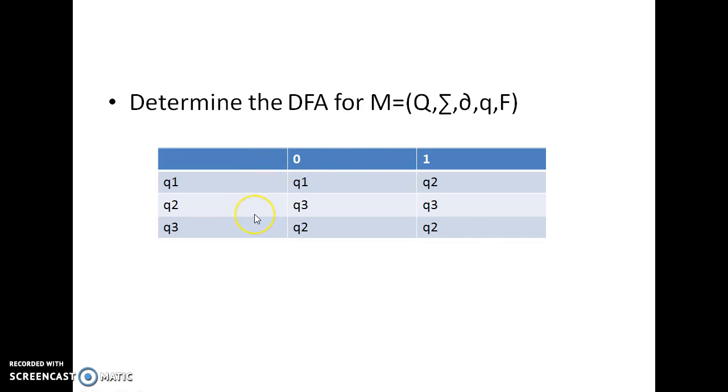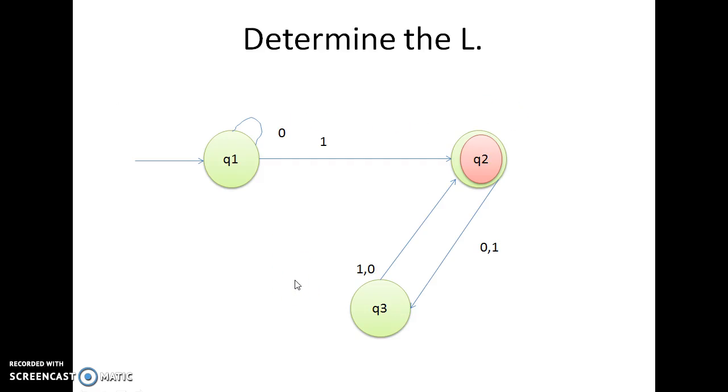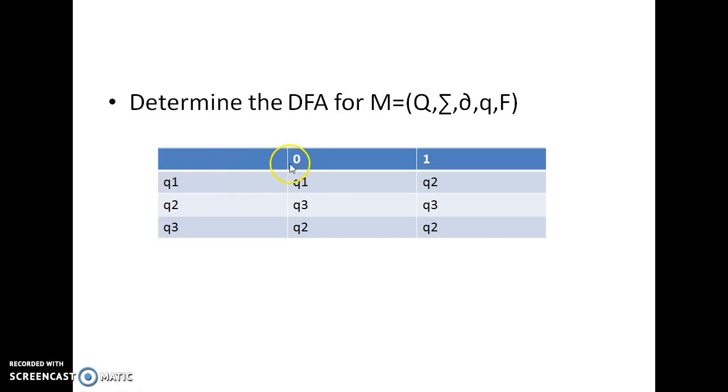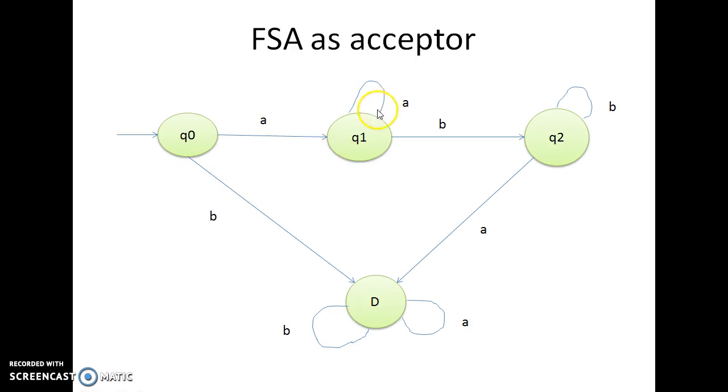So here, the next problem, we are going to construct a deterministic finite automata for this state transition table. These are all the 5 tuples representing the DFA. So determine the language. From Q1, on the 0 transition input symbol, it will be going to Q1. So it will be having a self loop.